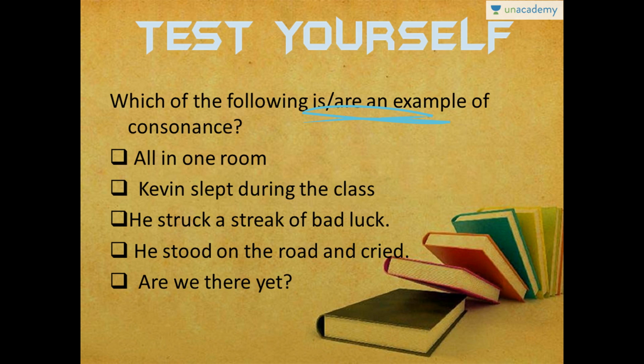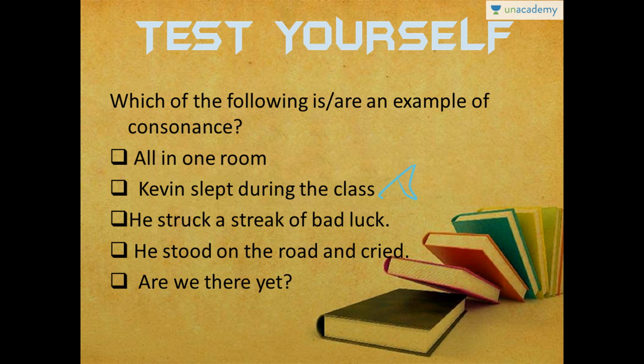Let's begin. All in one room. Kevin slept during the class. He struck a streak of good luck. He stood by the road and cried, are we there yet? So we can see, all in one room: we see the stress we put while pronouncing all and room, so it makes it a consonance. Kevin slept during the class: we see no repetition of sounds. This is not an example of consonance.